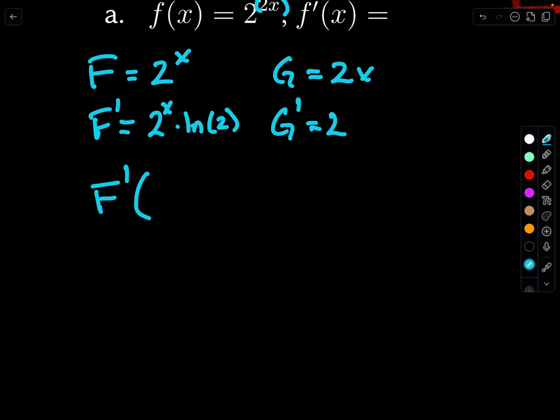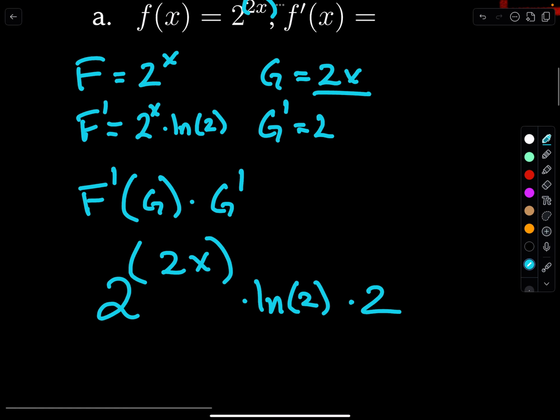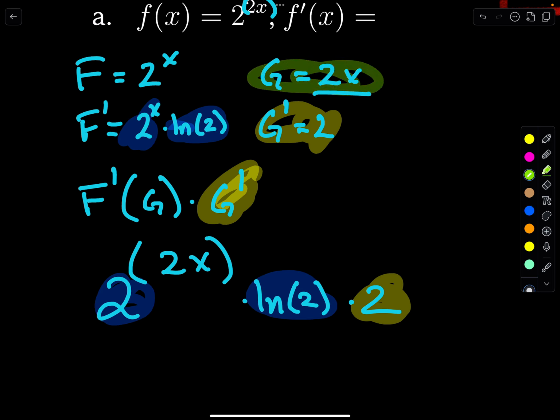So f prime evaluated at g times g prime is going to look like this. 2 to the, we'll fill that in in a minute, times natural log of 2. That's f prime. I'll put the g in there. And then times g prime. There's g prime. This one comes from here, and then this stuff. Well, you get the picture, hopefully.